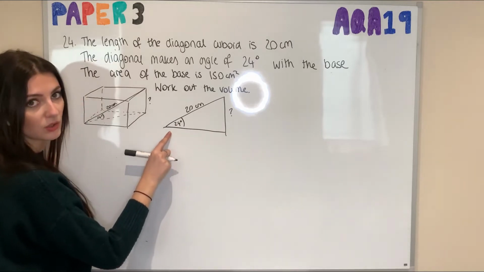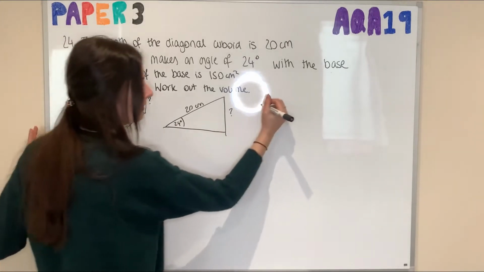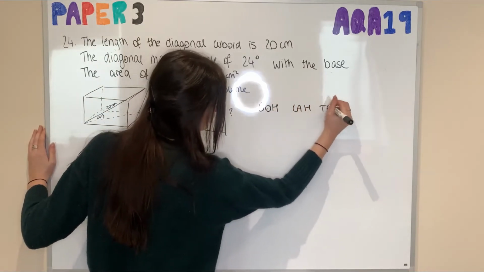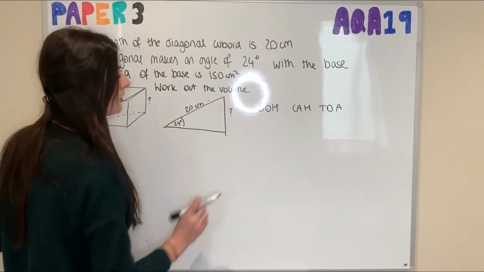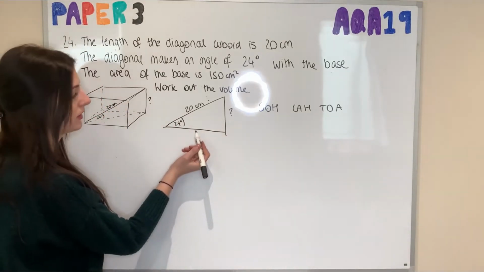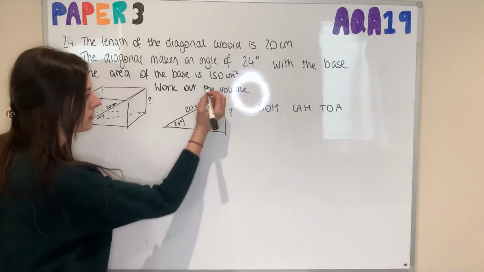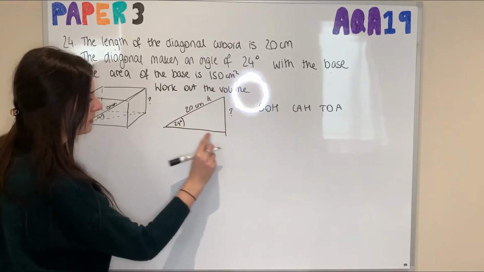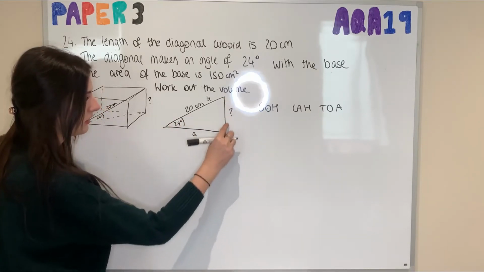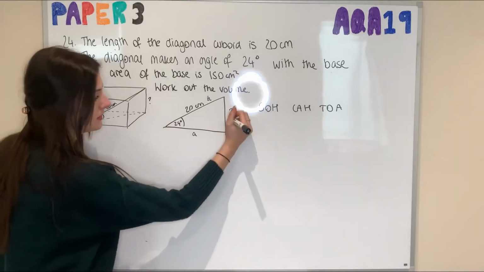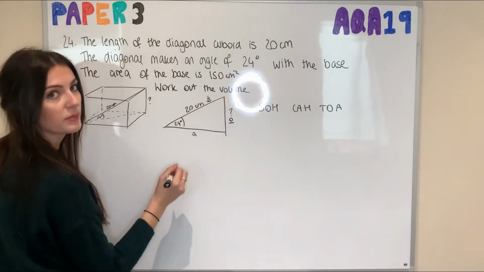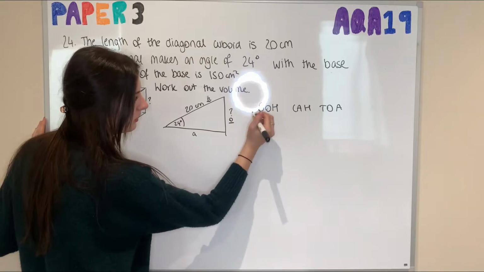So this looks like a SOHCAHTOA question, so let's write out our SOHCAHTOA and label our triangle. The longest line is the hypotenuse, so this is our H. The line adjacent to the angle is the adjacent, so A. The line opposite the angle is the opposite. We want to find the opposite, and we've got the hypotenuse, so we've got O and H.